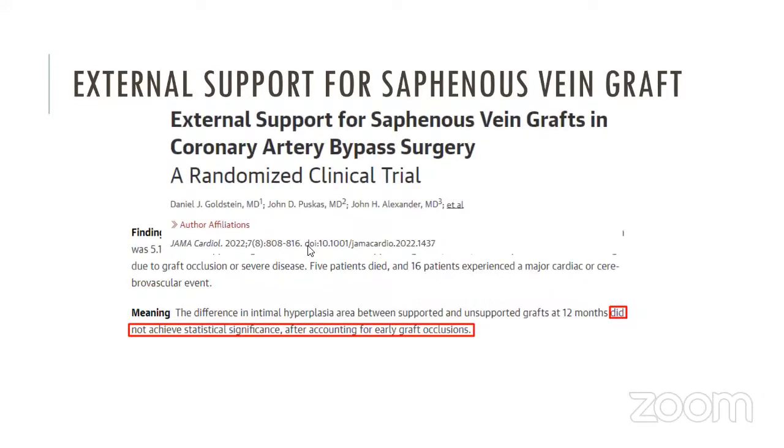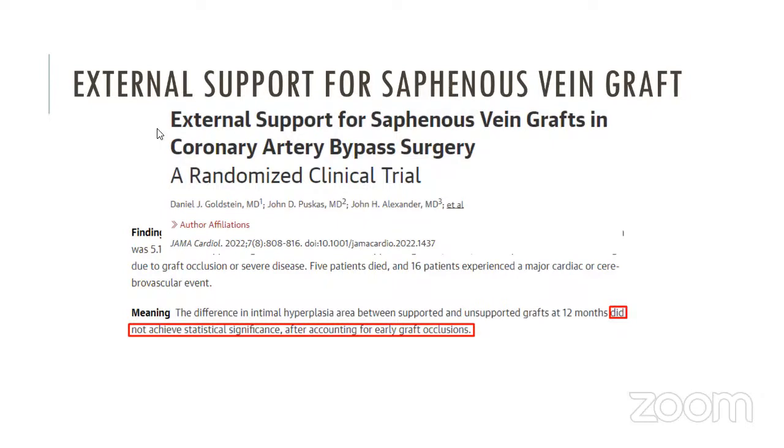Now, this is the last slide. It's showing just one thing that has been going on over the last few years. A lot of people are trying to improve the outcomes and patency of vein grafts, since they are the most commonly used grafts and really the most convenient grafts being used.